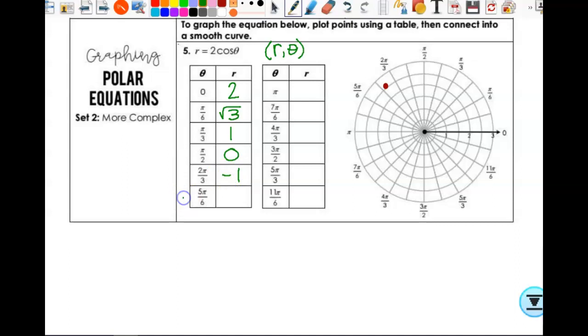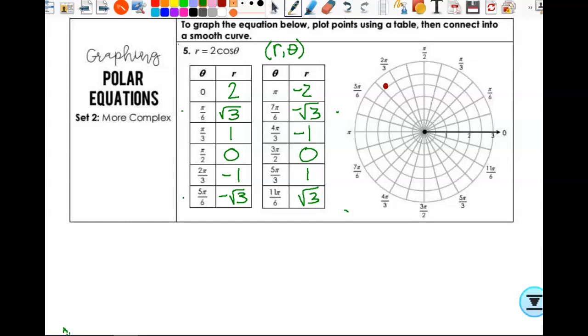So 5 pi 6 should be the same as this one, but since this is in the second quadrant, it will be negative. What is the cosine of pi? -1. Multiply it by 2, I get -2. These two will be the same. This is in the third quadrant, so it's negative. These two will be the same, but negative. 0. Now we're in the fourth quadrant, right? Which means this will be positive and this will be positive. Okay, we're good with that?